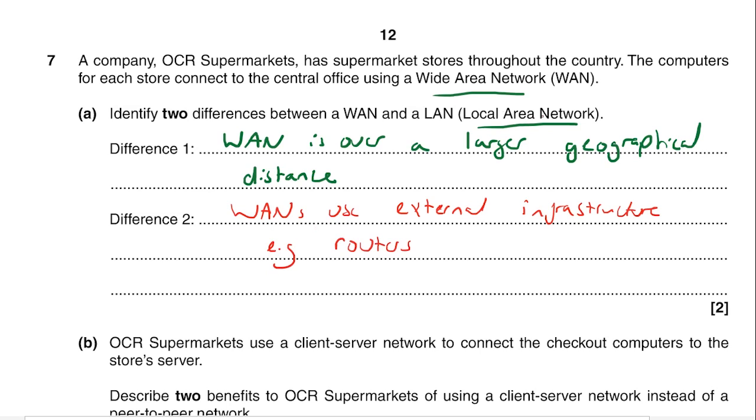Routers. So the internet uses routers from all over the world, satellites, etc. So a WAN uses this external hardware or infrastructure, whereas a LAN uses its own hardware, so its own cables. Because it's over such a small distance, it's not using infrastructure that's already in place, it's using infrastructure there for the purpose of the LAN, whereas a WAN uses hardware that's there for other LANs, because really a WAN is built up of loads of LANs, and basically it's using the hardware from the LANs in order to create the wide area network. So that's what this second difference is.